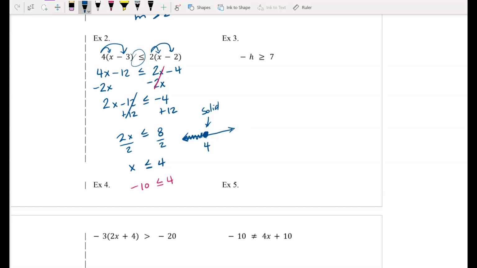On example 3, the only thing that's happening to the h is that it's multiplied by a negative.